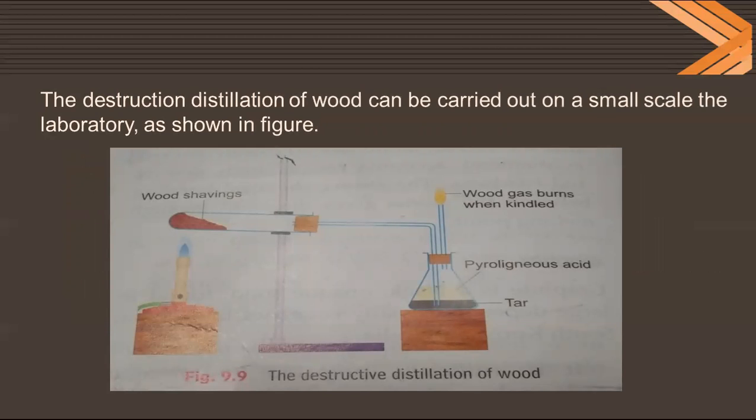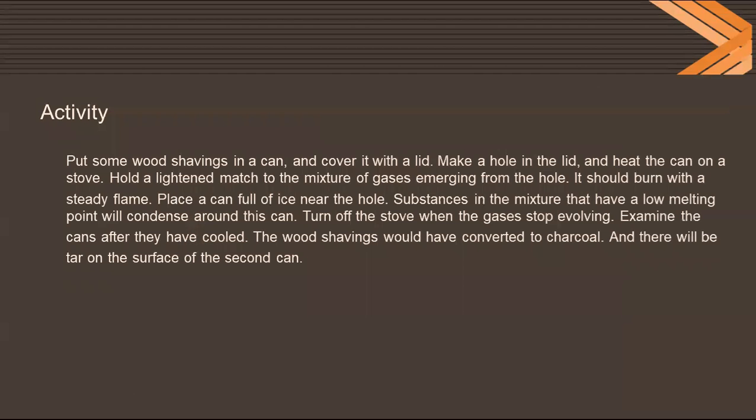Now we are going to discuss the destructive distillation of wood, which can be carried out on a small scale in the laboratory. That is going to be explained in the form of an activity. Look at the figure. You can make wood charcoal at home also. Put some wood shavings in a can and cover it with a lid. Make a hole in the lid and heat the can on a stove.